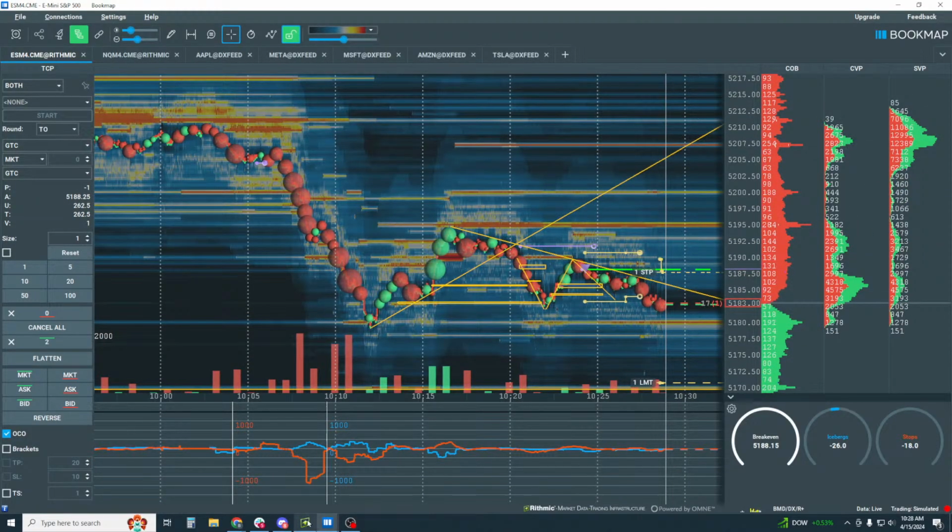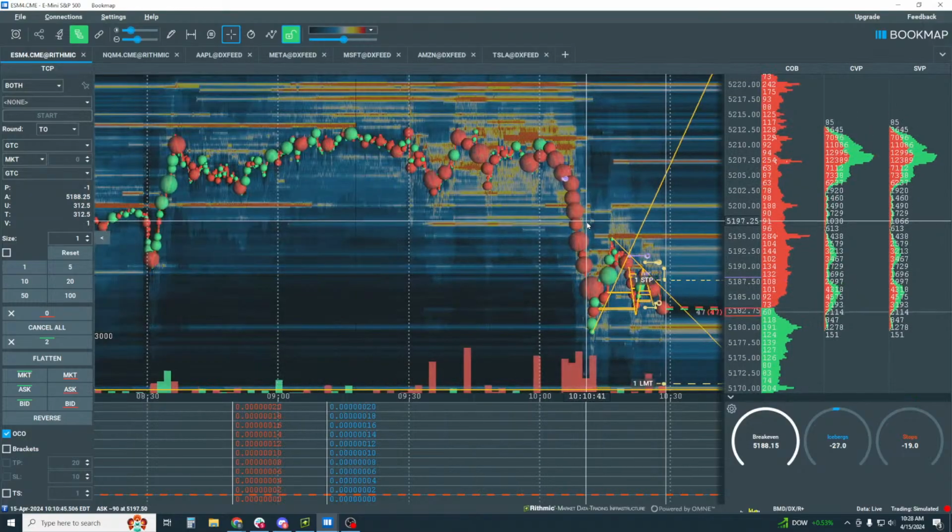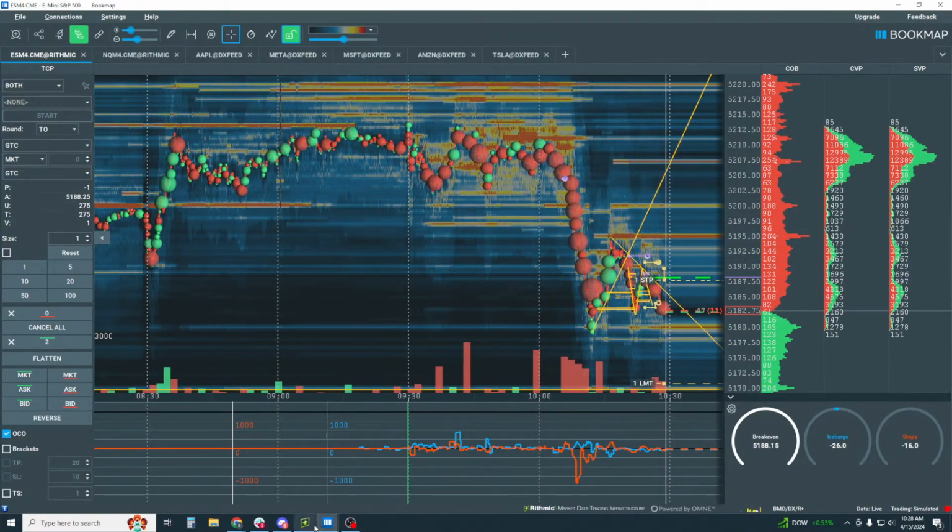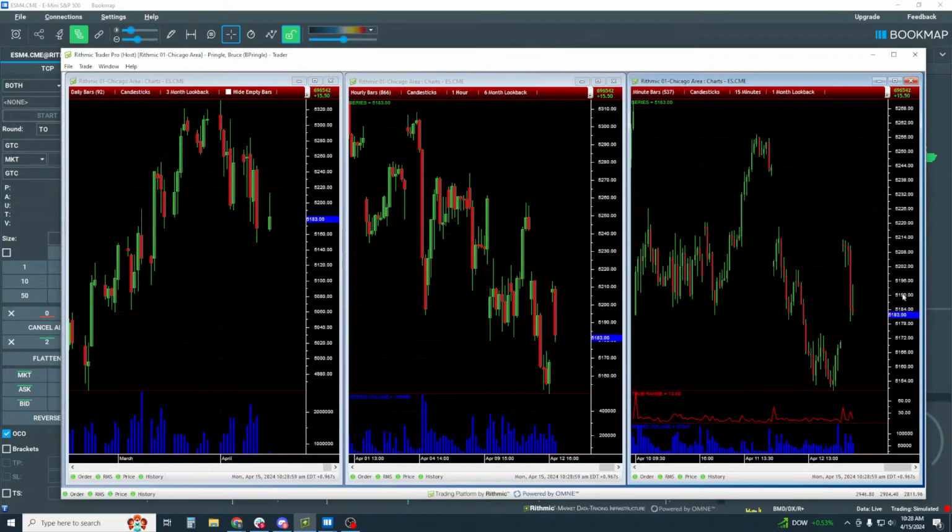All right, let's take a look at our bigger picture again. Let's zoom out, and let's take a look also here at our gap fill. So that's why we're looking for the move back down to this 70 level here.